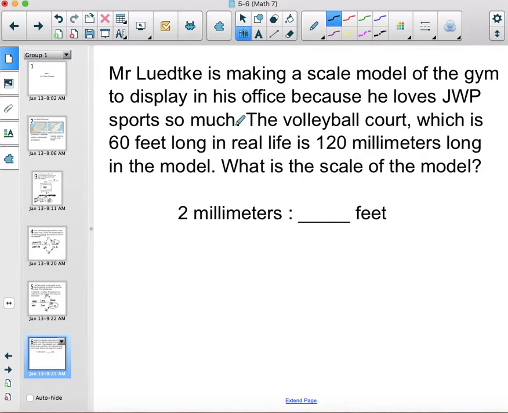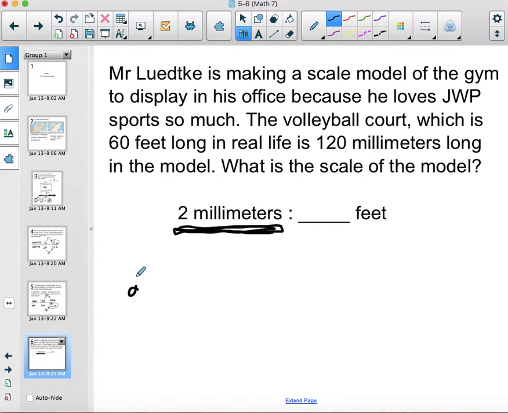So in his scale model of the gym, the volleyball court is 60 feet long in real life. Okay, in the scale model, it's 120 millimeters long. We want to know what the scale is when it's 2 millimeters. So notice it gave us a piece already. Okay, it's not normally going to be 2 to something. Okay, that's not usual, but our problem gave us this scenario to deal with.